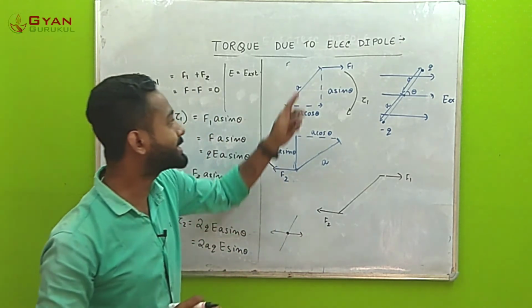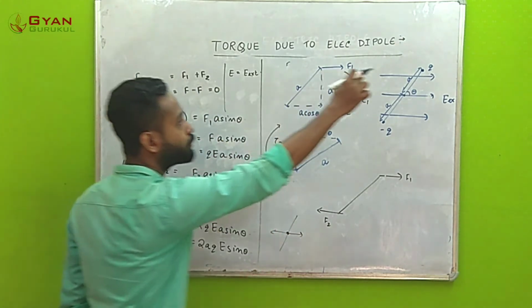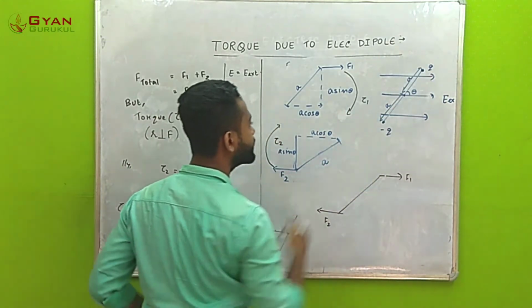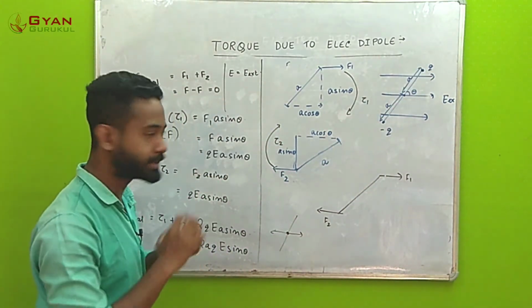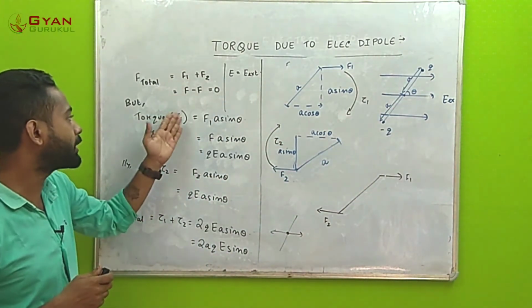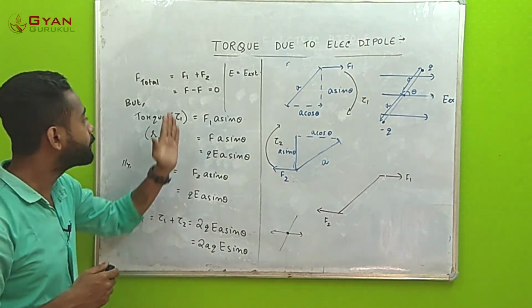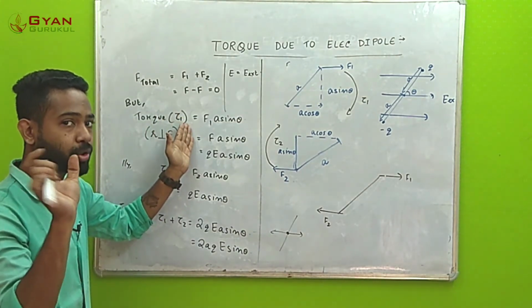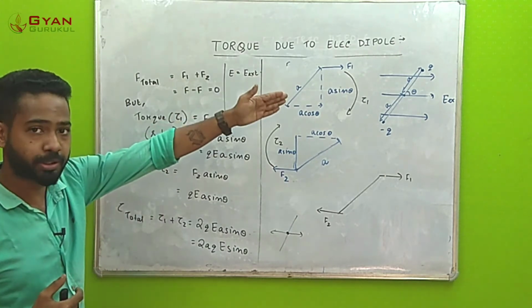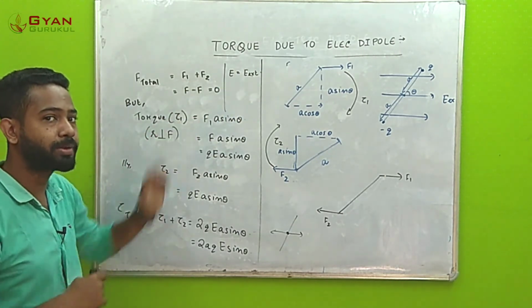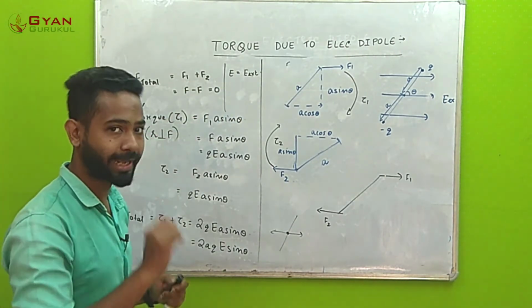Okay, now as you can see here, F1 is the force experienced by charge Q and F2 is the force experienced by charge minus Q. So if I need to find out the torque, that would be tau 1 and tau 2. So the first torque, tau 1, is the torque experienced due to the force on plus Q. Now torque is always given by R cross F.